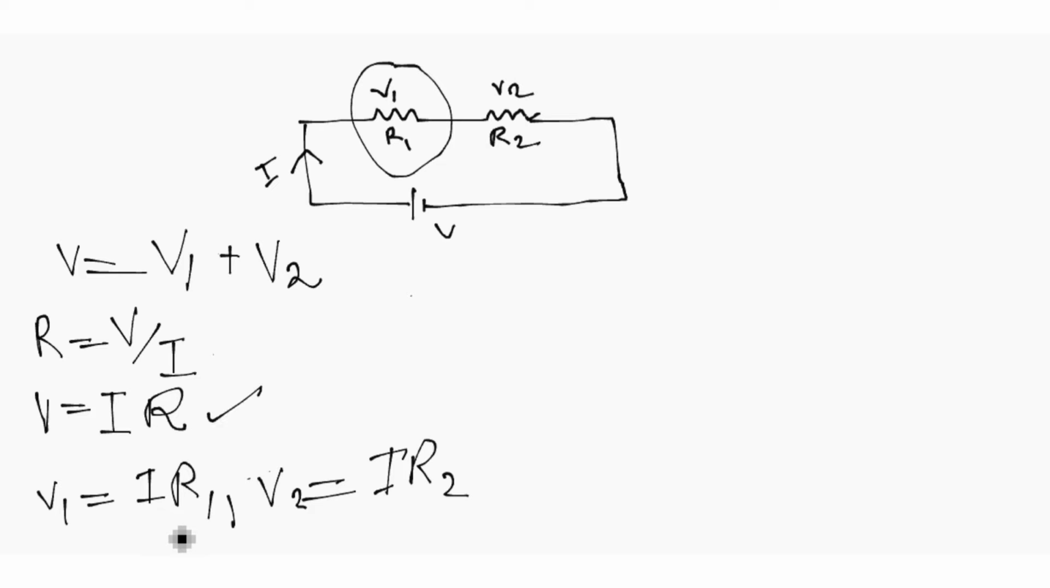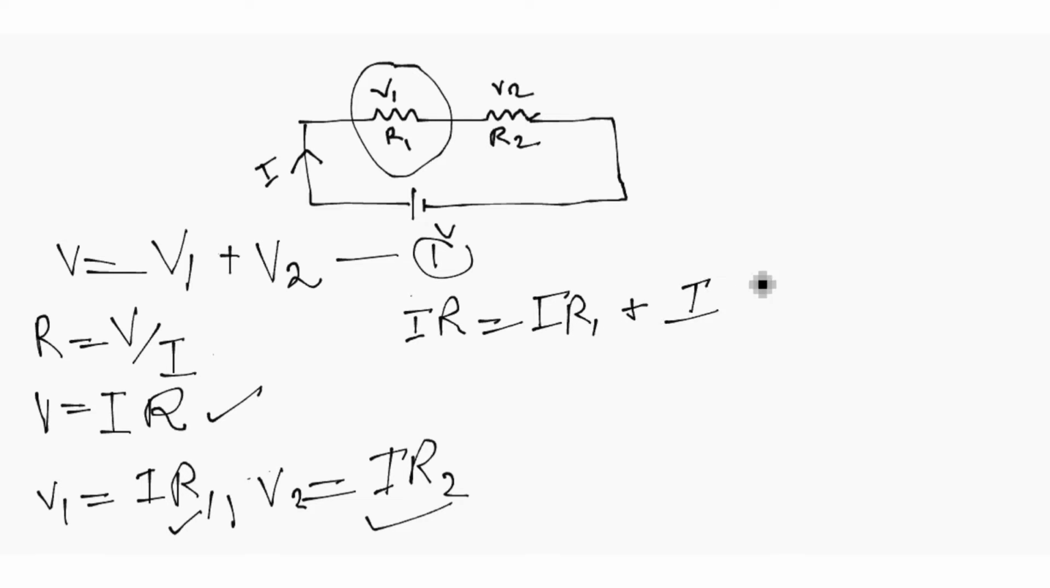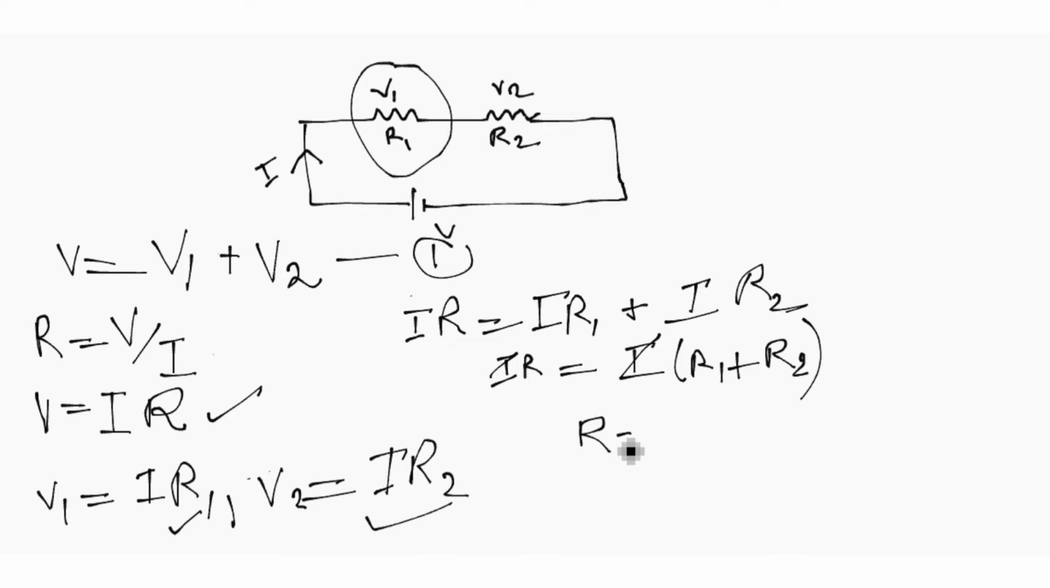Now, putting the values of V, V1 and V2 in equation 1, we get IR is equal to IR1 plus IR2. So IR is equal to, on the right hand side we take I common, I times (R1 plus R2). We can cancel out I from both sides. Then finally what we get is R is equal to R1 plus R2, which is the required relation for resultant resistance. So we can say that the resultant resistance in case of series combination of resistances is equal to the sum of all the resistances.